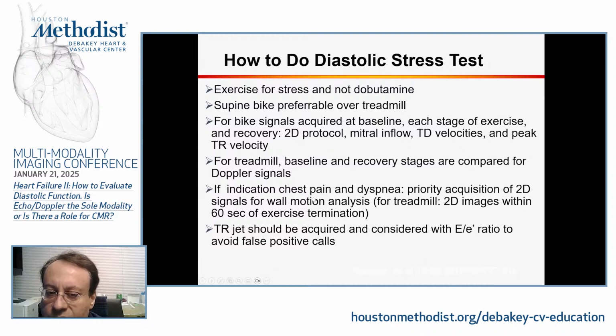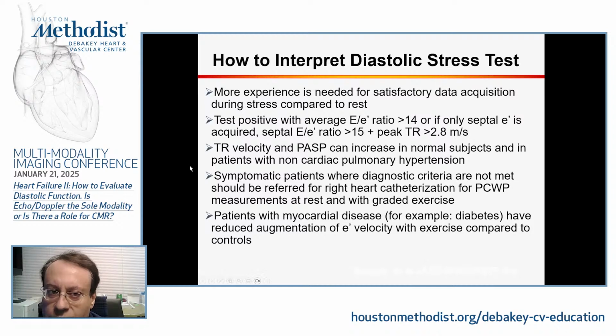Be careful that if the indication is chest pain along with dyspnea, and even dyspnea by itself, and we are scanning, the priority should be for acquisition of 2D signals because we are looking for wall motion abnormalities. Ideally, the 2D images should be obtained within 60 seconds of exercise termination. As noted, we want to get the peak TR velocity so we can determine what happens to the PA pressures with exercise. To be successful with this test and to get good quality signals and reliable conclusions, experience is needed.